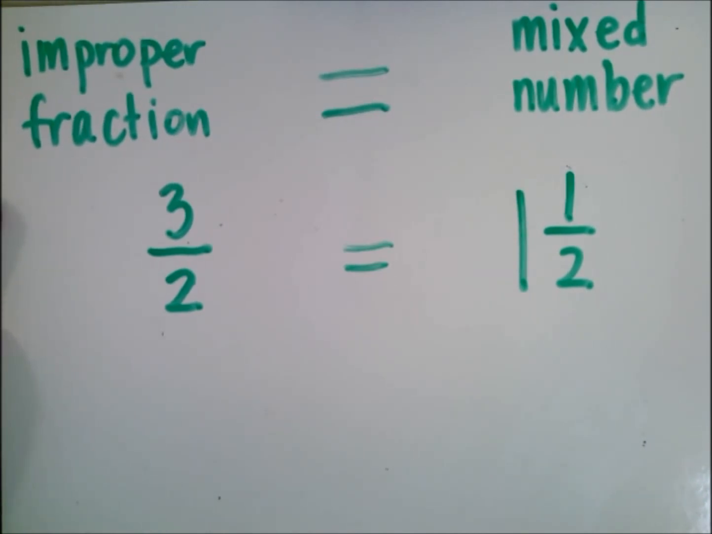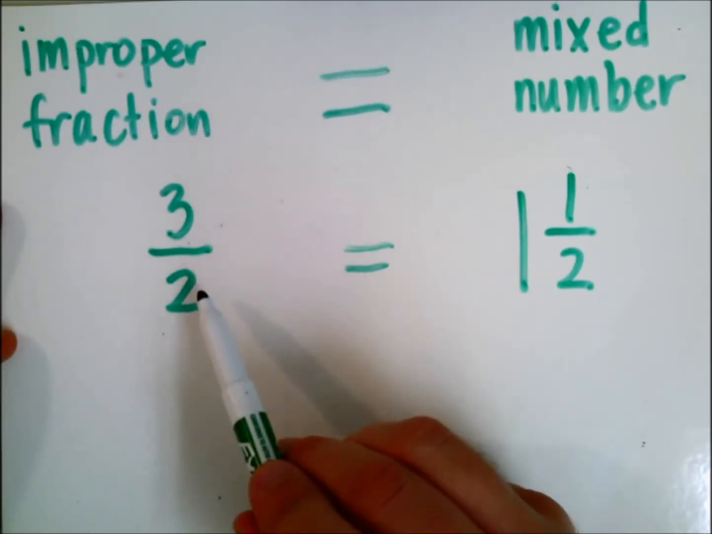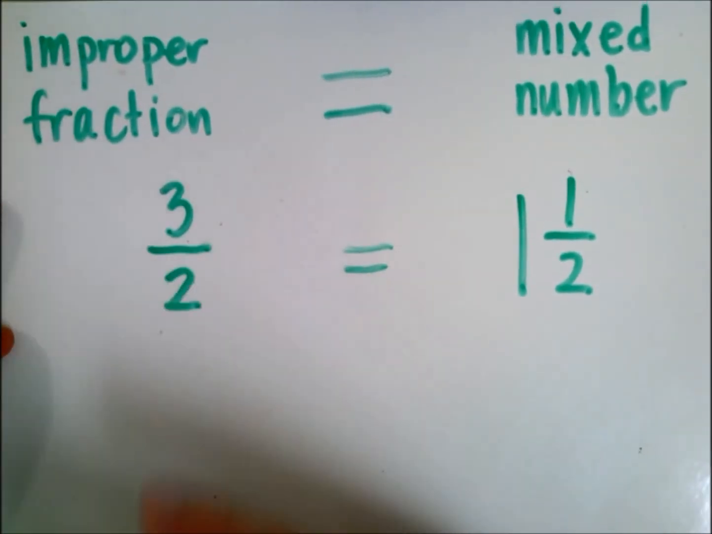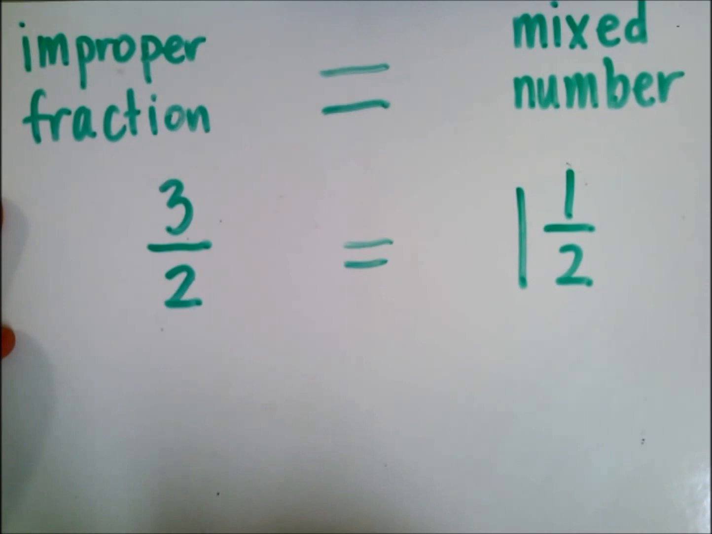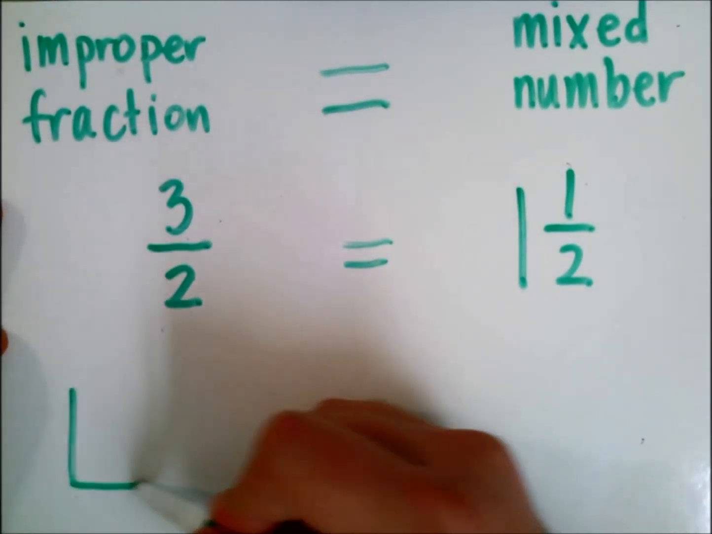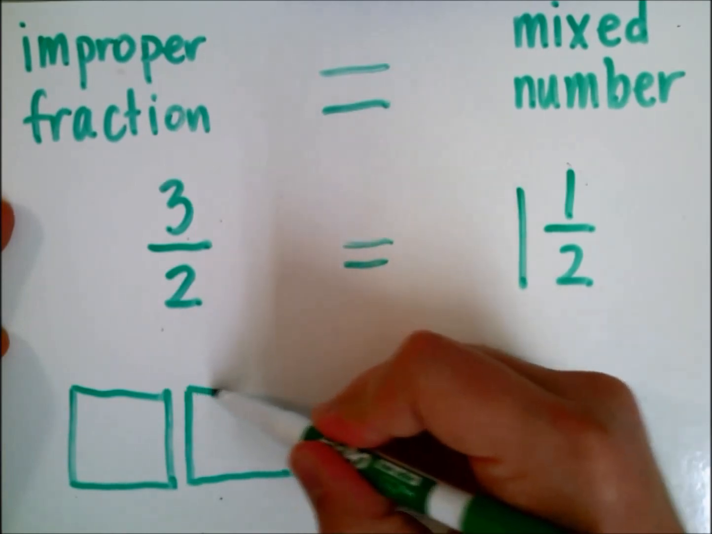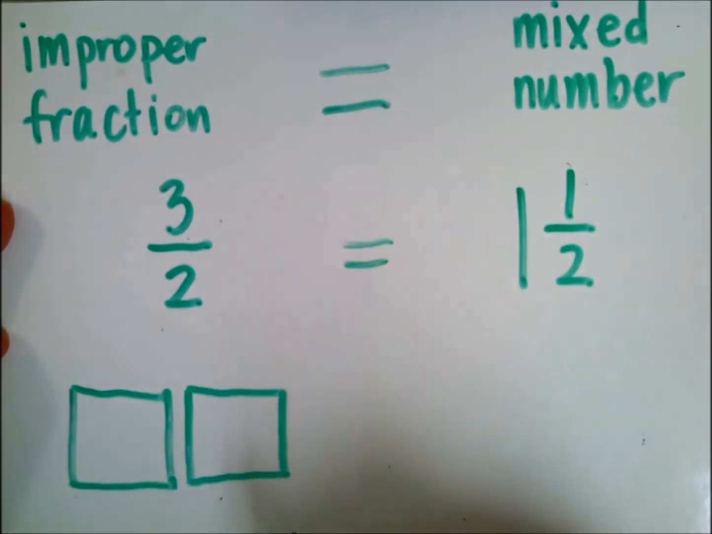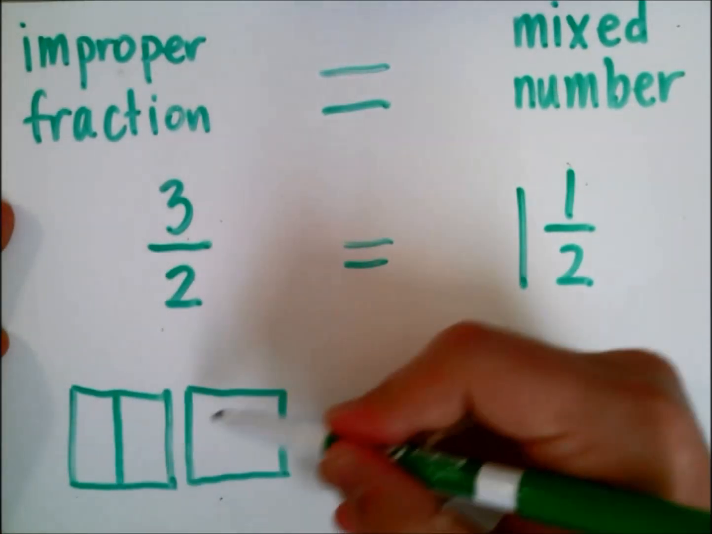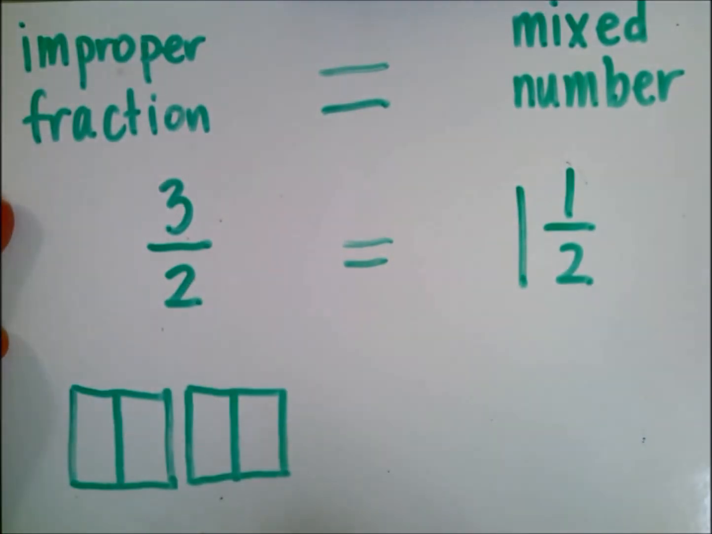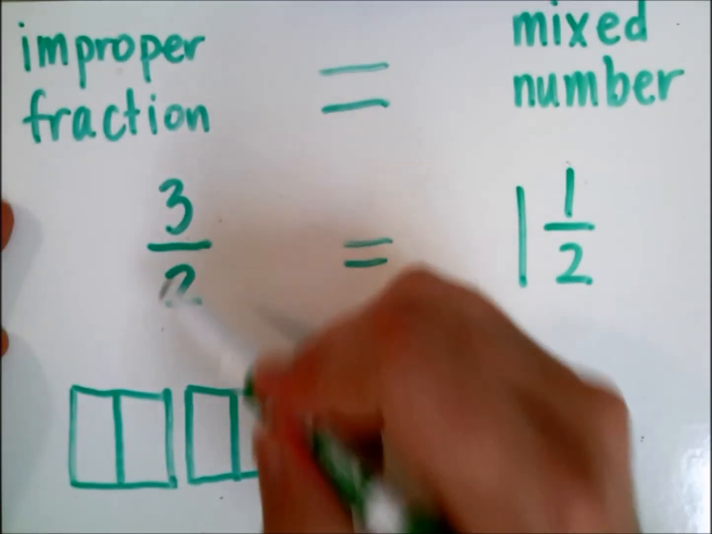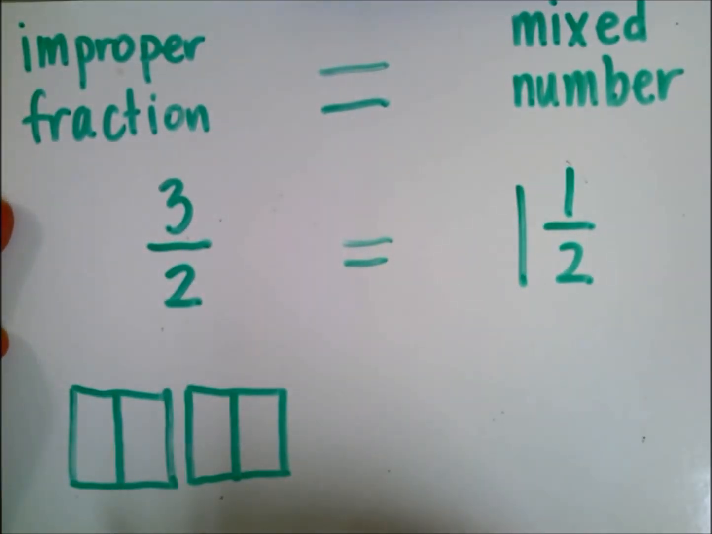First, I'm going to draw a picture of what this tells me. What it tells me is there's three parts of a group of things that is broken into two parts. So I know that this is equal to or greater than 1, so I'm just going to draw 2 to start. And I know that each of these wholes, because they're whole parts, are going to be broken into two different parts, and that's what my denominator says. And I need to eventually shade 3 of those 2 parts.